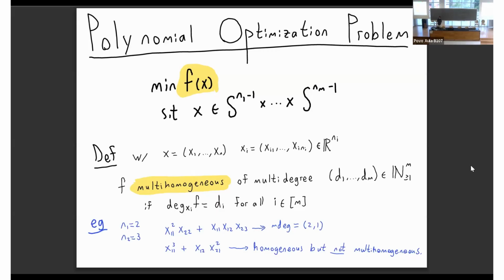So what does this look like? As an example, in 2 registers, we have 2 dimensions and then 3 dimensions. In the first polynomial, the first register has degree 2, so x1 and whatever precedes it always has degree 2, while the second register has degree 1. Now, the second polynomial is homogeneous, but it doesn't have this nice structure where you have a fixed degree in each register for every monomial. Here the first register has degree 3 in one monomial and degree 1 in another. So it's homogeneous, not multi-homogeneous.